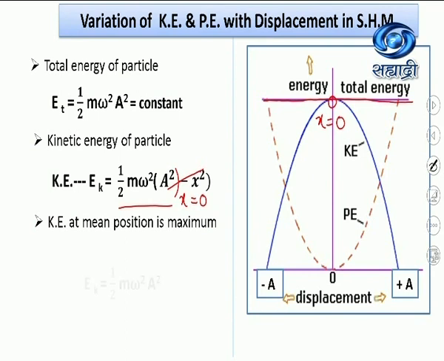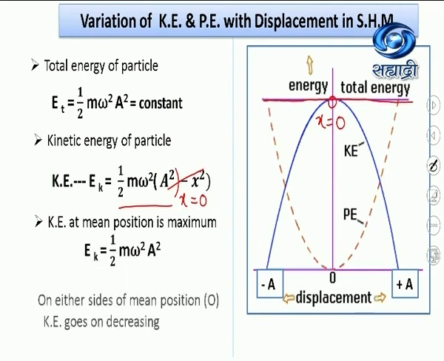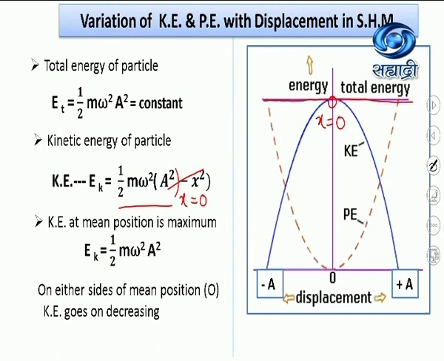Then if we observe the graph for kinetic energy, on either side of the mean position, the kinetic energy is going on decreasing. So here it can be observed that kinetic energy is going on decreasing on either side of the equilibrium. At the extreme positions, the kinetic energy becomes 0 because x is equal to a, and the whole term becomes 0. Likewise, the kinetic energy versus displacement graph is an inverted parabolic graph which is symmetrical about the displacement axis.